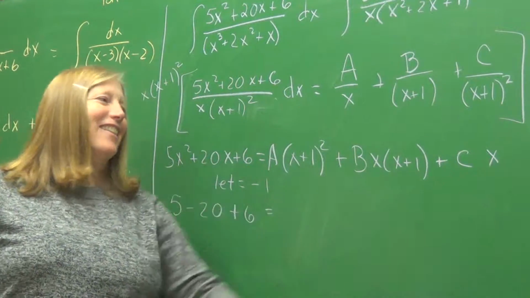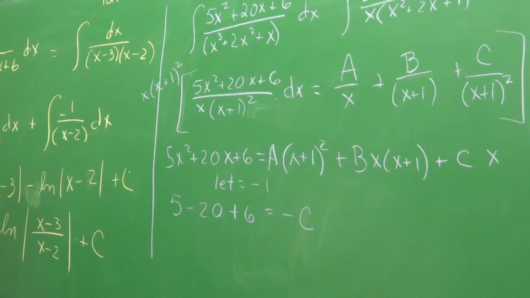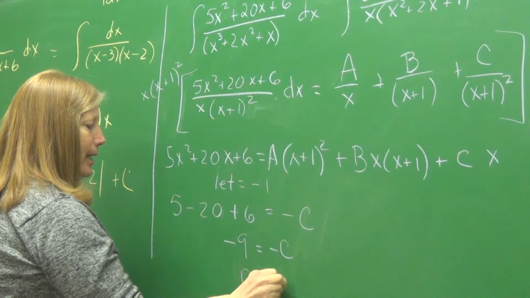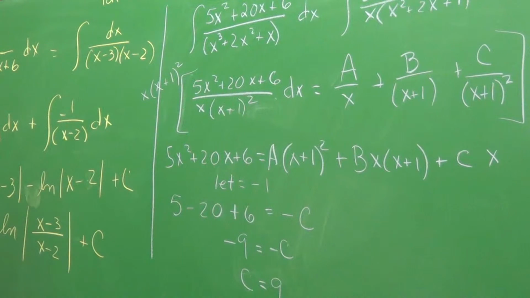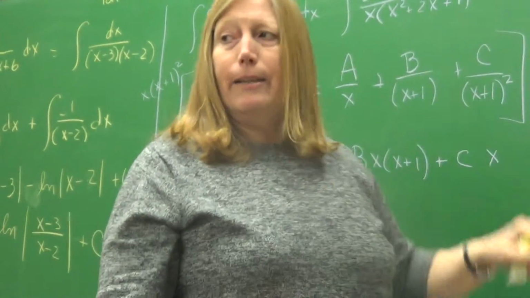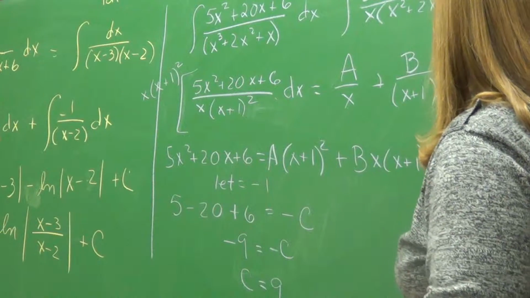And what do we get here? Minus C. All right. So we end up with, what's 5 minus 20 minus 15 plus 6? Is that -9? Yes. Equals -C, or C equals 9. So fairly quickly, we got this value already. I'll put it in.